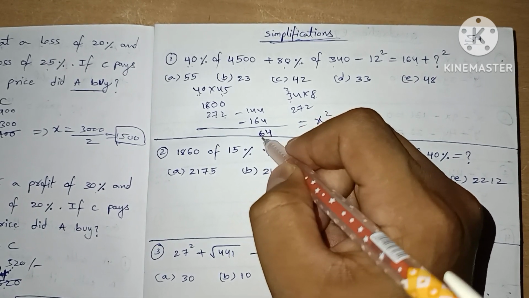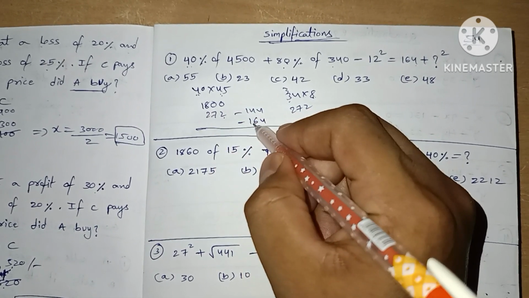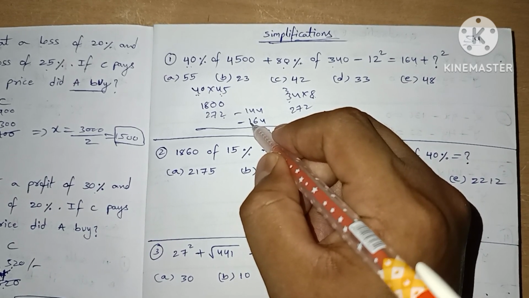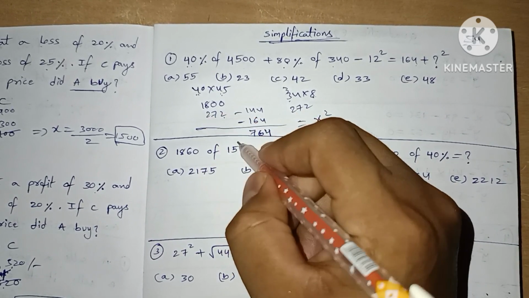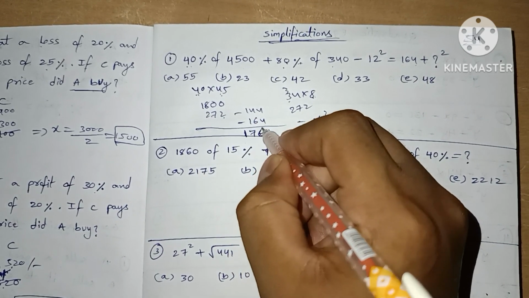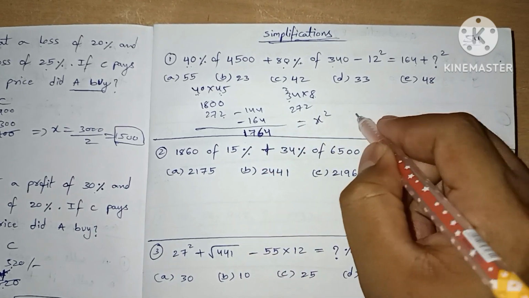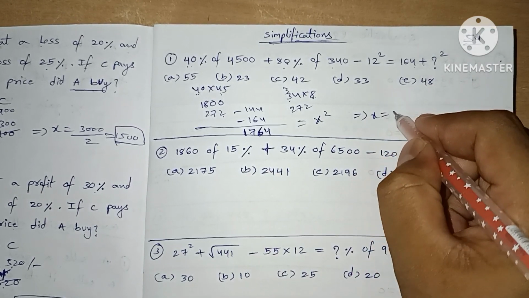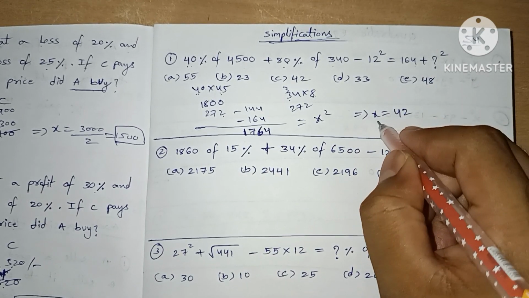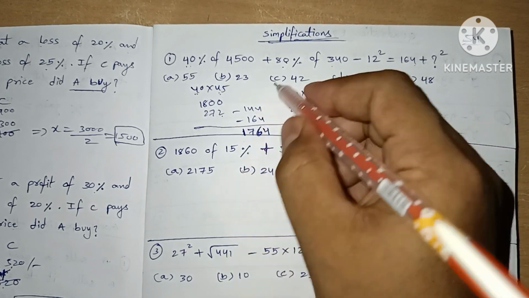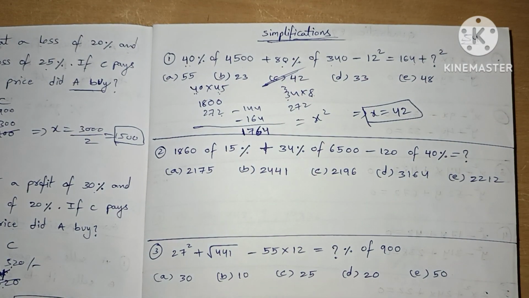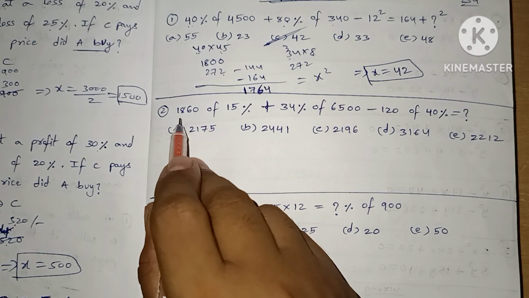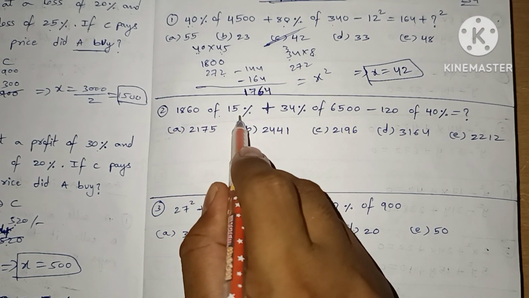We have 6. Now 9 minus 2. 9 minus 2 means 7. And we have only 1764. This is the value for 42 square. So x is equal to 42. Option C is our answer. Next, second question, 1860 of 15 percentage.